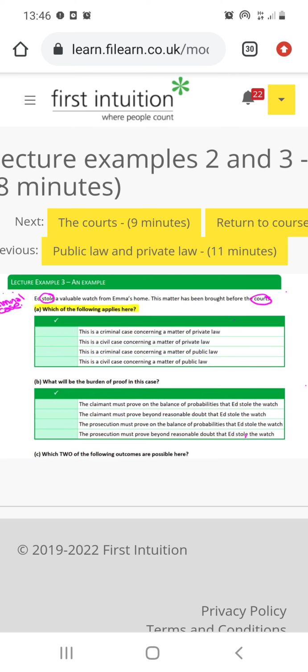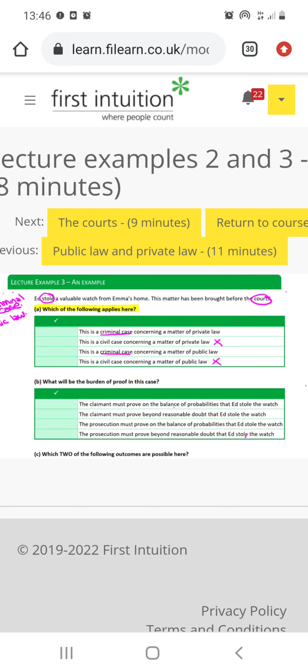This is a criminal case, it's public law. Stealing should not be encouraged. So automatically we can see that the answer here could either be a criminal case in answer 1 or a criminal case in number 3. So we can automatically rule out numbers 2 and 4. So let's look at more detail.